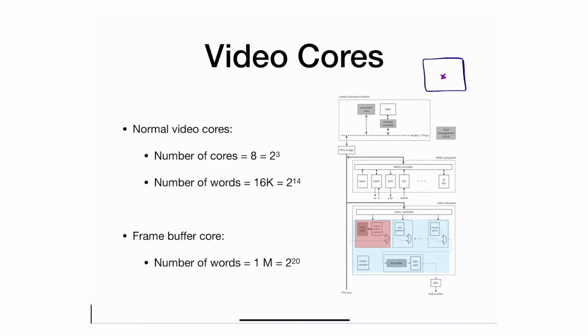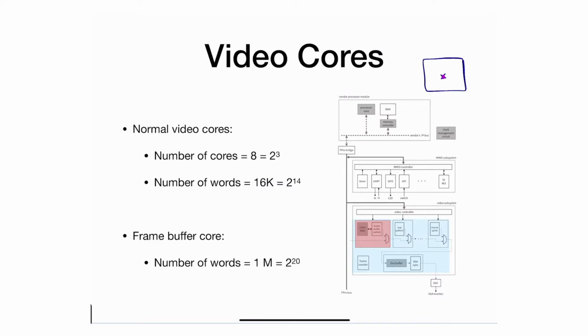If we need 8 normal cores, that means I need 3 bits to address these cores. Each one of these 8 cores will have about 16,000 words. You might think, why would I need 16,000? For the MMIO core here, we have not 32,000, just 32 registers. In here, I have 16,000.